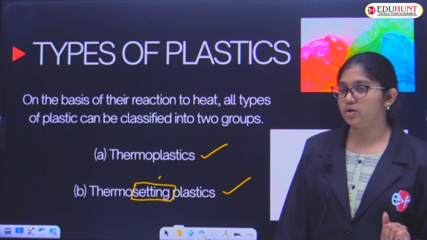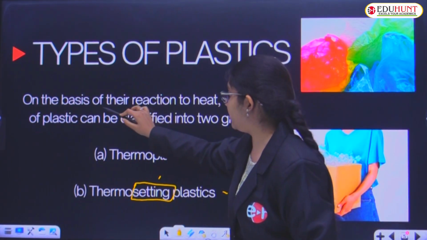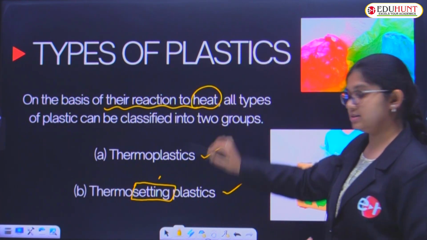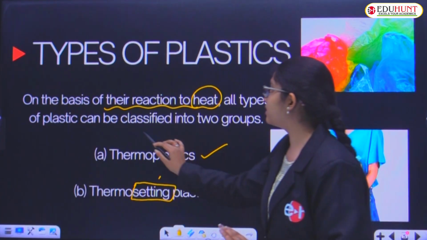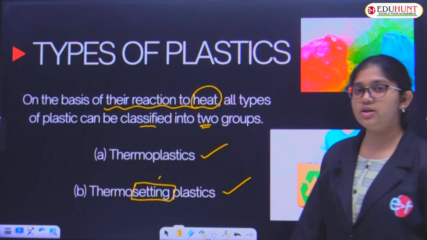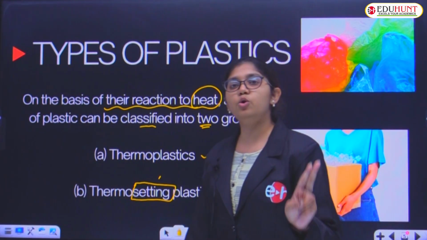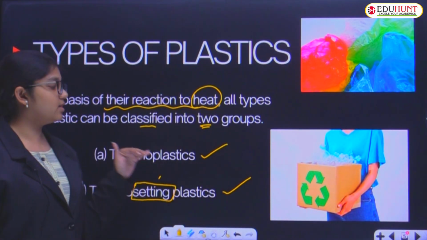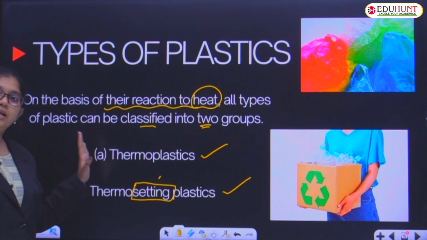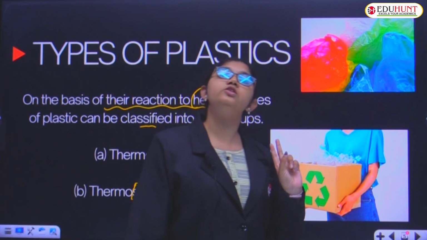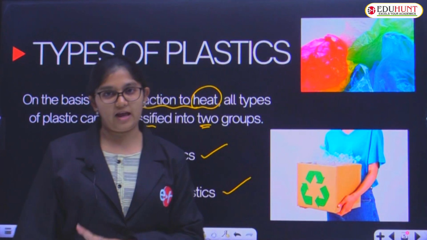Okay, remember the word. So, types of plastics on the basis of their reaction to heat. All types of plastics can be classified into how many groups, children? Two main broad groups. What are they? Thermoplastics and thermosetting plastics. Once again, thermoplastics and thermosetting plastics. Ready? How many types of plastics are there? Namely, two. Very good.